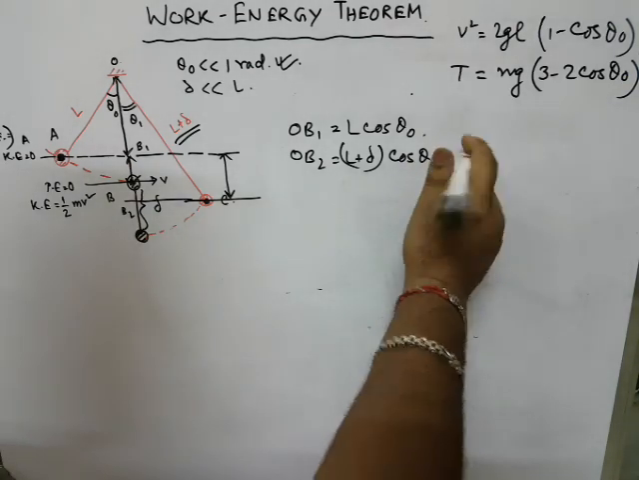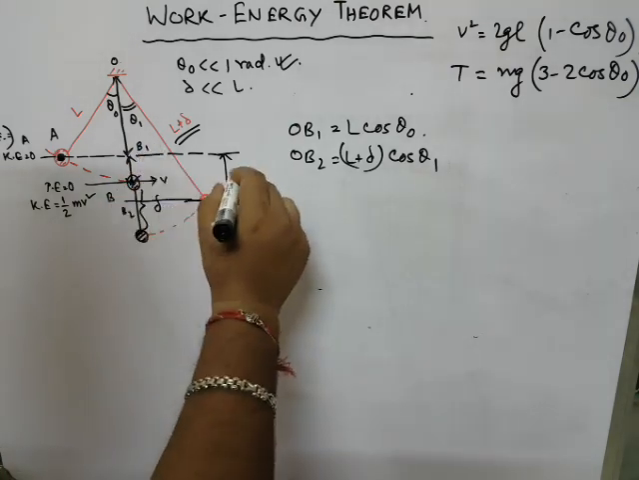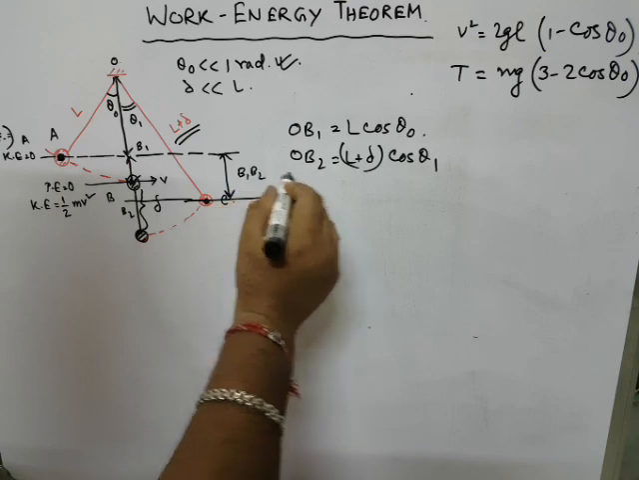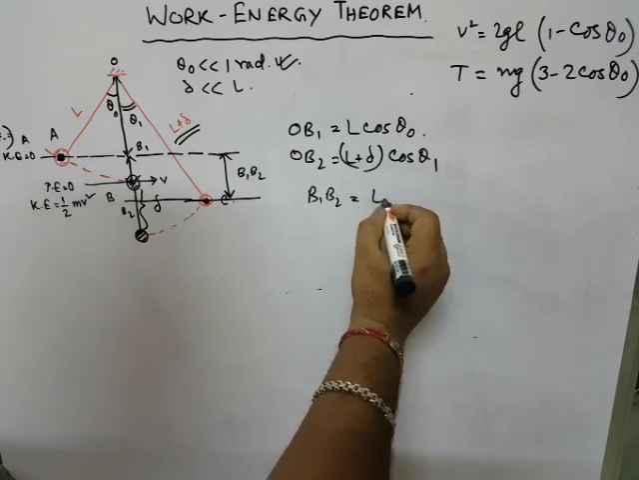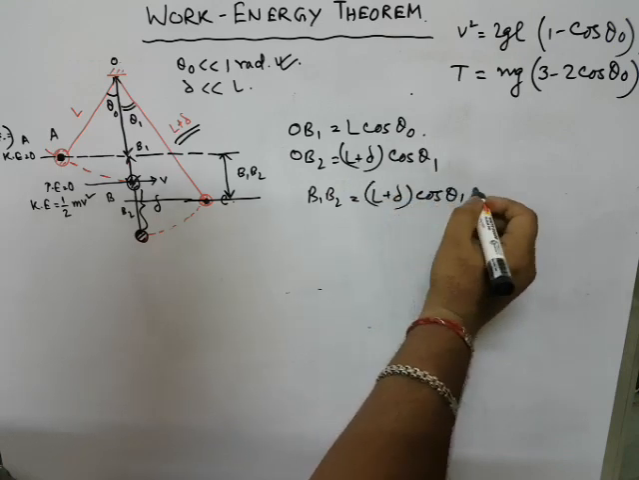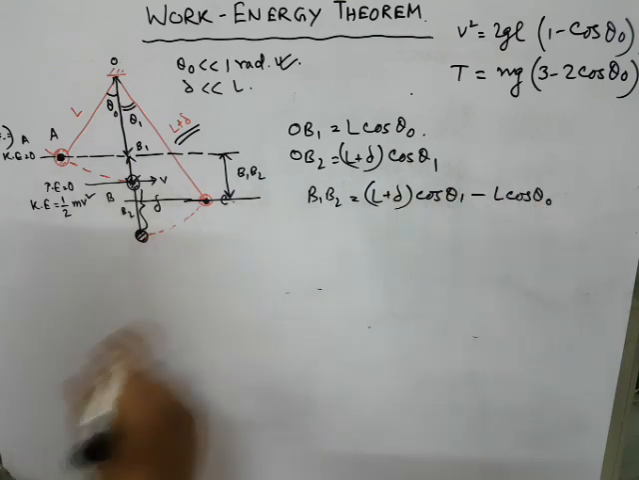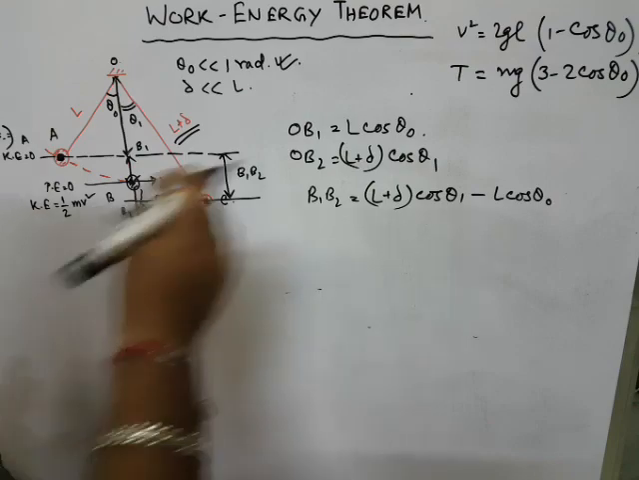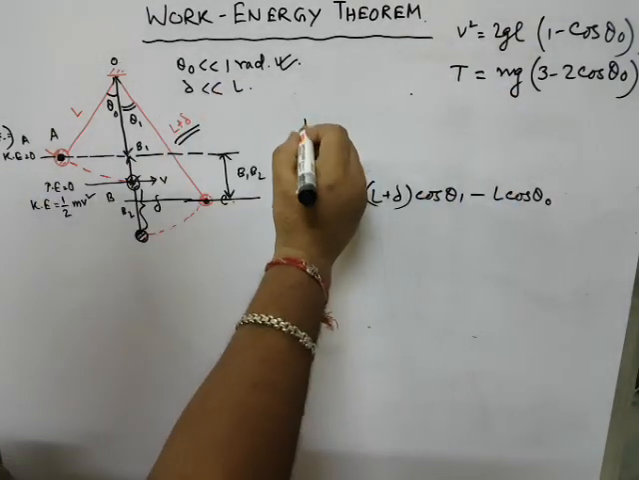Sorry, theta 1. Okay. So what will be this distance gap? That is B1 B2. So B1 B2 will be (L plus delta) cos theta 1 minus L cos theta 0. And what will be the potential difference between these two? So potential energy difference.